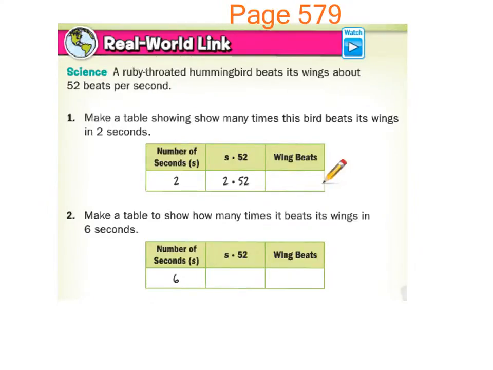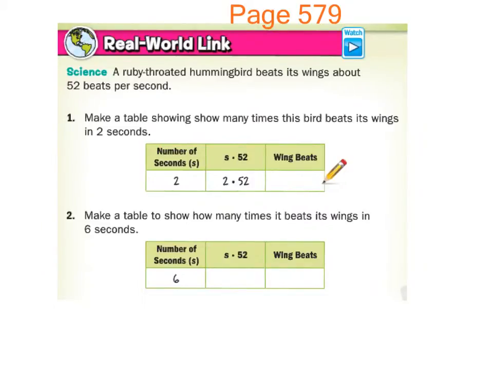Real world link on page 579. A ruby-throated hummingbird beats its wings about 52 beats per second. So this is a rate of 52 beats compared to 1 second. It says make a table showing how many times this bird beats its wings then in 2 seconds.